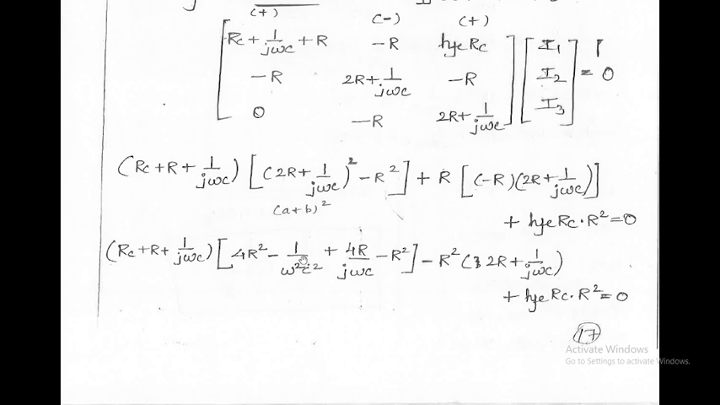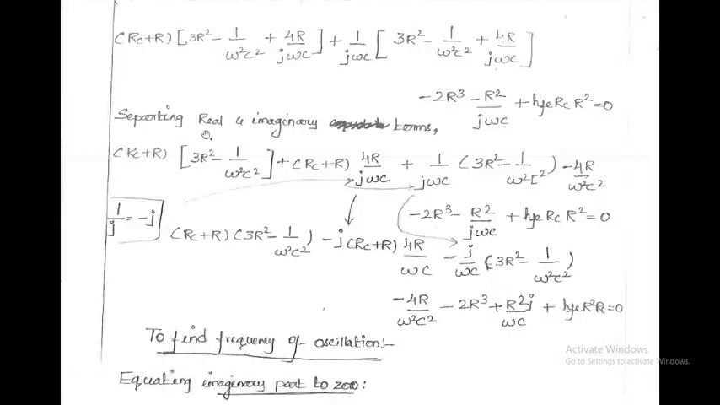Again the same simplification. Please do the simplification very carefully, because if any term is missed, the whole concept will be wrong. So please take care and solve the simplification carefully. After simplification, we get this equation: RC plus R into 3R square minus 1 by omega square C square plus 4R by j omega C, plus 1 by j omega C into 3R square minus 1 by omega square C square plus 4R by j omega C, minus 2R cube minus R square by j omega C plus HFE RC into R square equal to 0.